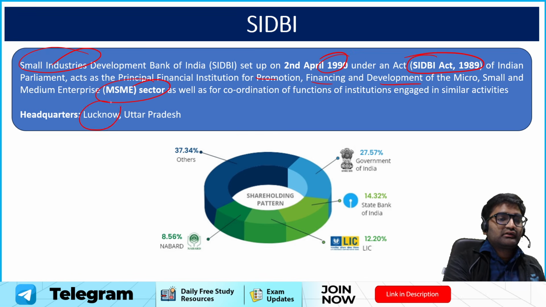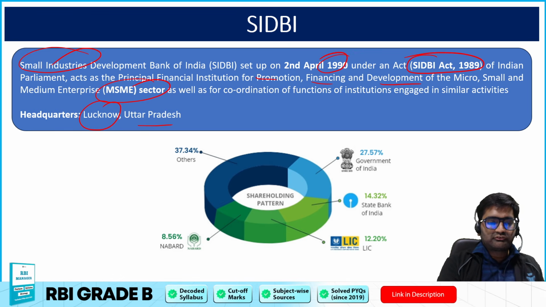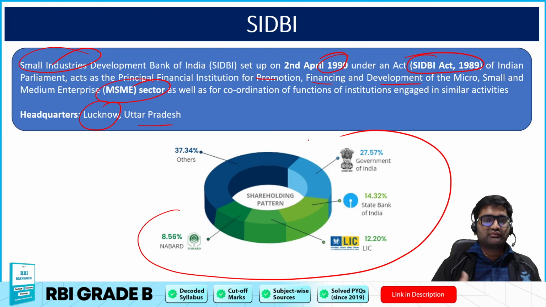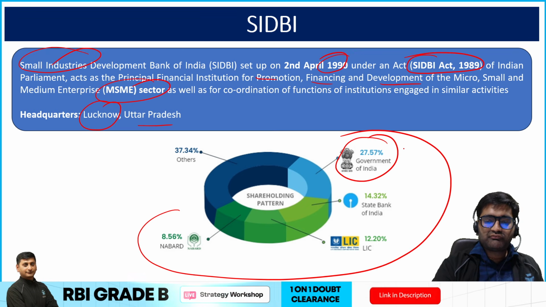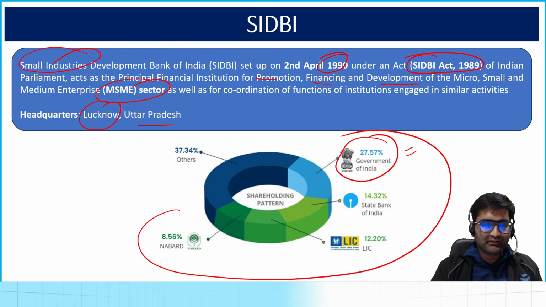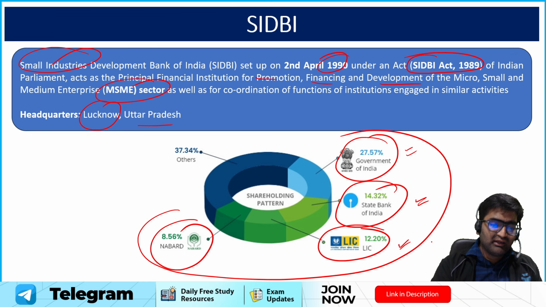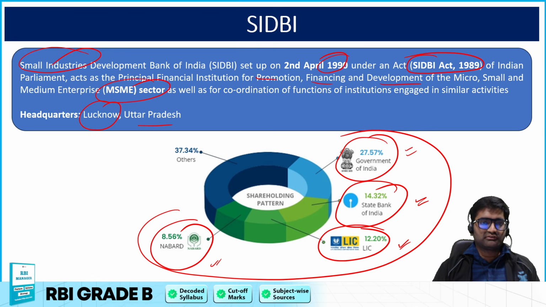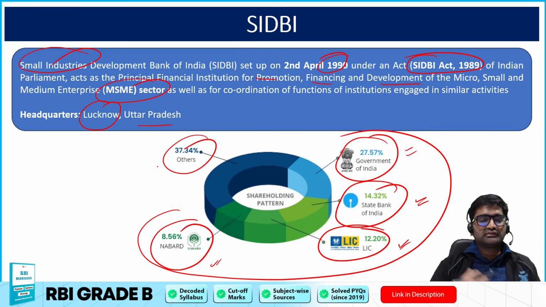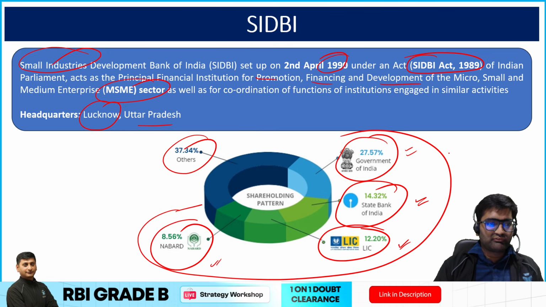Now its headquarters are in Lucknow, Uttar Pradesh, while the shareholding structure of SIDBI is really interesting. Of course, the Government of India holds the major shareholding as far as SIDBI is concerned. It holds 27.57% of the shares directly, and indirectly through the State Bank of India, LIC, and NABARD. SBI holds 14.32%, 12.20% is held by LIC, while NABARD is the fourth largest shareholder, holding 8.56% of the shares, while the other 37% of shares are held by other entities. Is that clear? So basically, major shares are held by the Government of India, more than 50%.